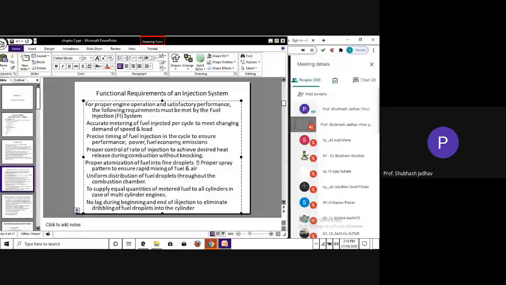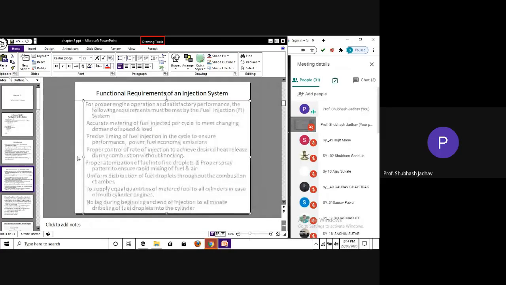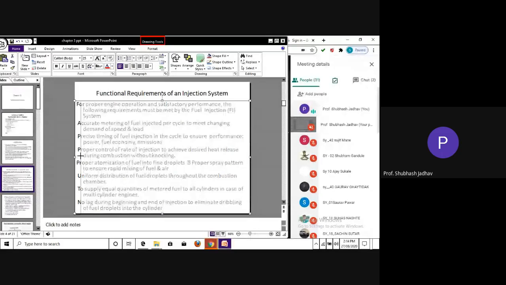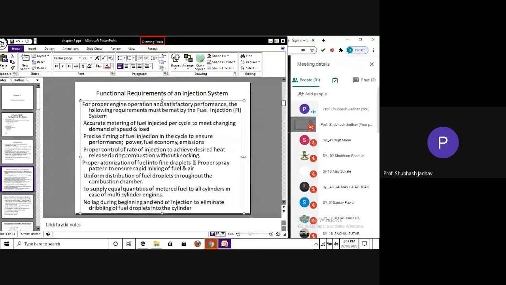And therefore it is very essential that whatever the requirement of the power is, correspondingly whatever is the mixture requirement has to be satisfied by the supply, and correspondingly we have to ensure that the proper fuel is being supplied, and therefore the accurate metering of the fuel per cycle to meet the changing demand in speed and load.